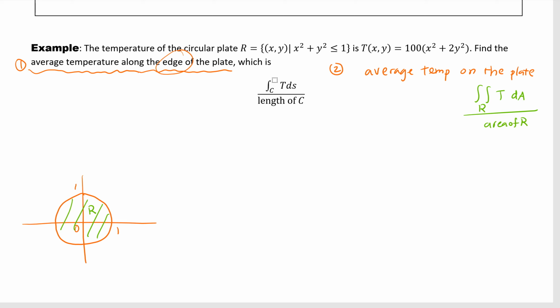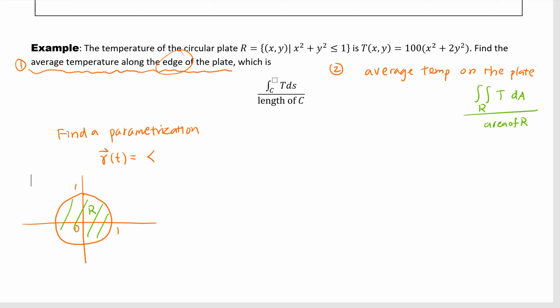Now you see the difference? Okay. Now let's calculate. So first, in order to calculate the line integral, we need to find a parameterization. What is the natural parameterization for the circle? Okay, so find a parameterization for a circle. The natural parameterization is what?